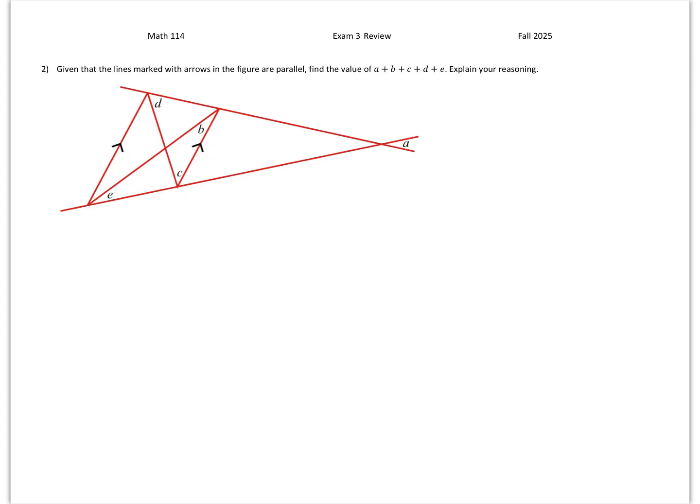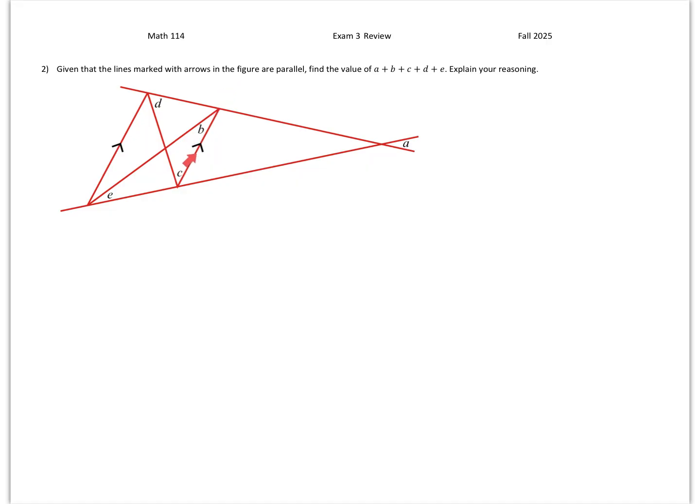Okay, so I can use parallel lines cut by a transversal. I have two different transversals here. And then I also can use vertical angles, and I can use triangles too. I know some things about triangles. So let's start with the parallel lines.